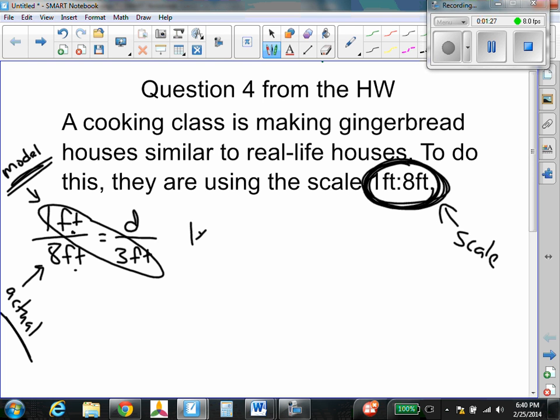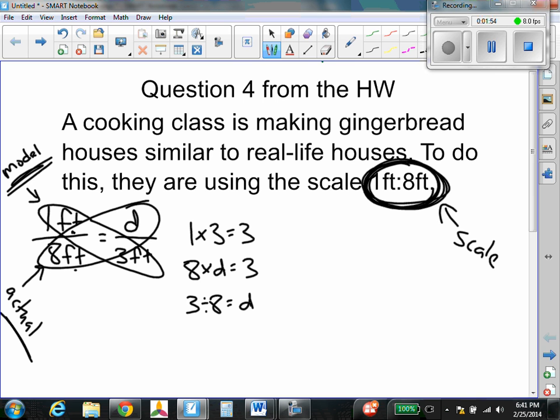So 1 times 3 we know equals 3. Well, that means, guys, that 8 times D equals 3. And a lot of you are thinking, how can I multiply and get a smaller number? But we've dealt with this before. If you need to multiply by a number and it's getting smaller, you must be multiplying by a decimal. So this means that 3 divided by 8 equals D.